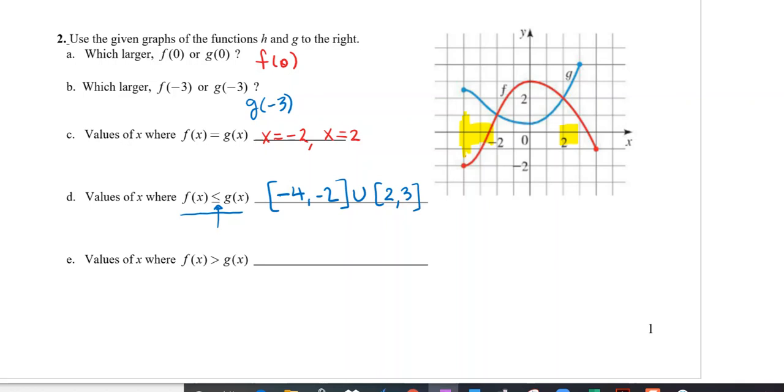The next question is basically the flip side of that. Where is f bigger than g? f bigger than g means we want the graph of f to be above the graph of g. And that happens, starts at -2, but not including -2 because we want strictly bigger than. And then it stops at 2.